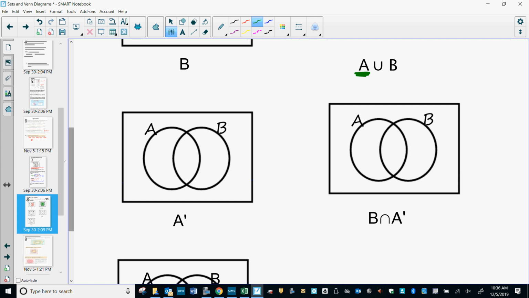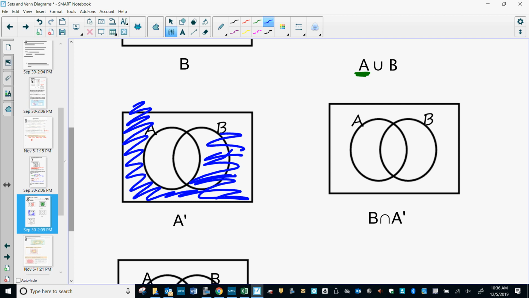Intersecting ones are not quite so straightforward. But anyway, what did this mean? Not A. So what do you think we're going to do here? Be careful though. This is everything, but not A. So this is where your everything comes in. We would shade the outside of A. So all we're leaving blank is set A.